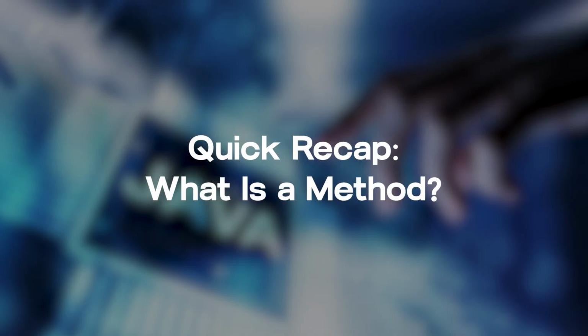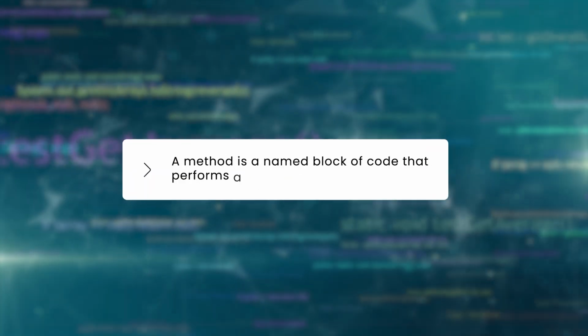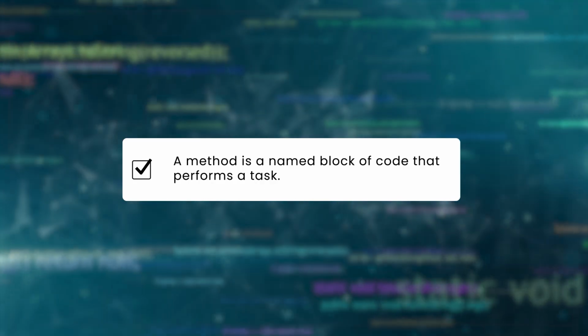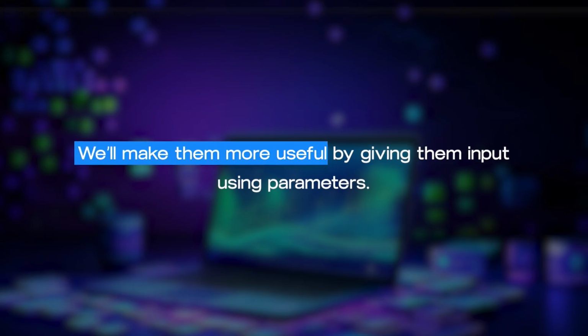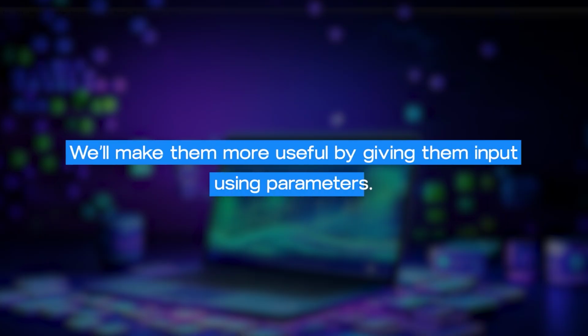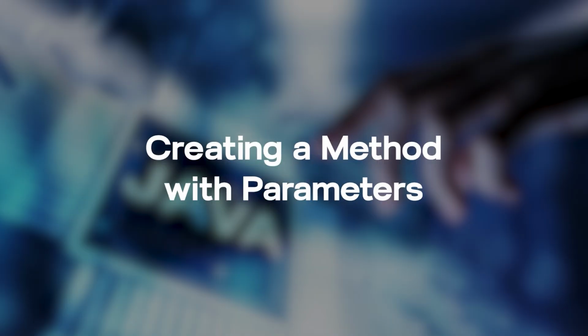Quick recap. What is a method? A method is a named block of code that performs a task. In the last lecture, we created simple methods with no input and no return value. Today, we'll make them more useful by giving them input using parameters. Creating a method with parameters.